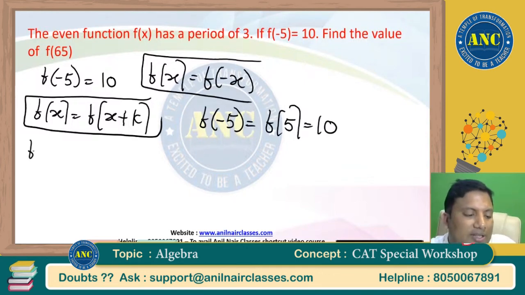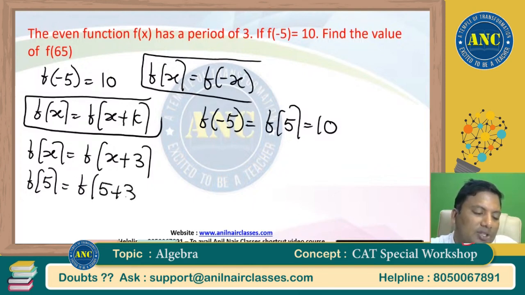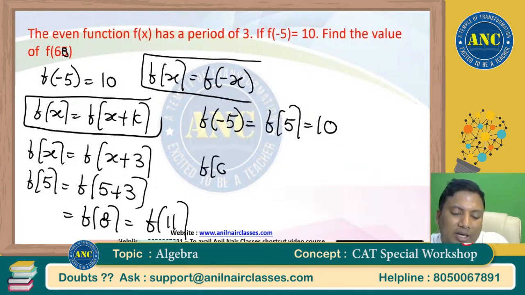So here it is 3. So f of x equivalent to f of x plus 3. So if I take x value as 5, this is nothing but 5 plus 3, which is f of 8, which is f of 11. So 5 plus 3k, what we'll do is, instead of giving 5 plus 3k, we'll give it as 5 13s are 65, 68 we will write.